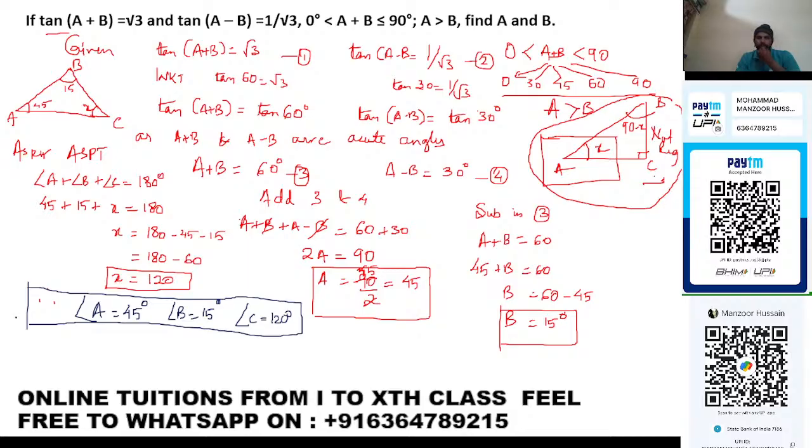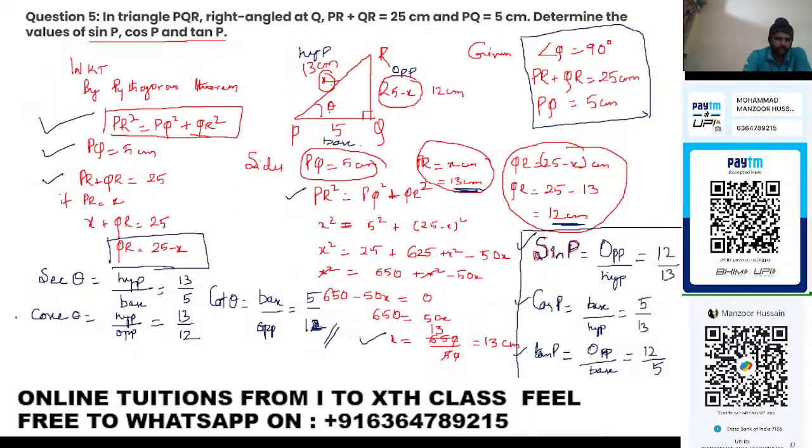Okay. So with these two problems, I have discussed how the trigonometric ratios can be used for calculating the angles as well as sides. Any other queries?